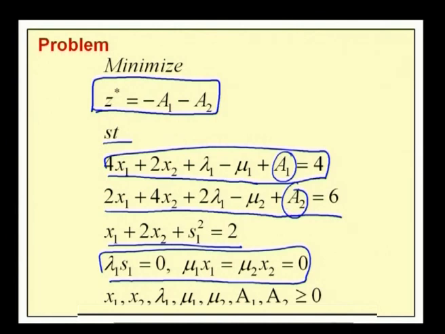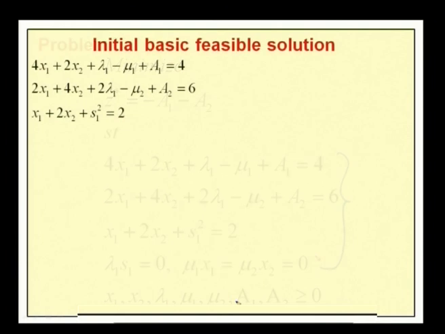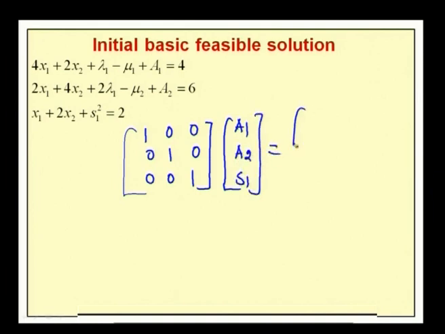So, by introducing artificial variables, the LPP is modified in the following form, in which z star equal to minus a1 minus a2 subject to these constraints. From this, we will get the initial basic feasible solution. So, for the given LPP, the basis matrix is 1 0 0, 0 1 0, 0 0 1, and the variables a1, a2 and s1 equal 4, 6, 2.